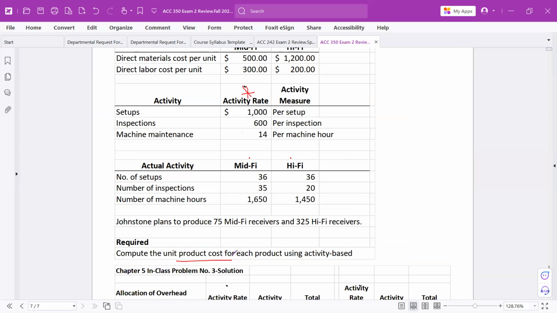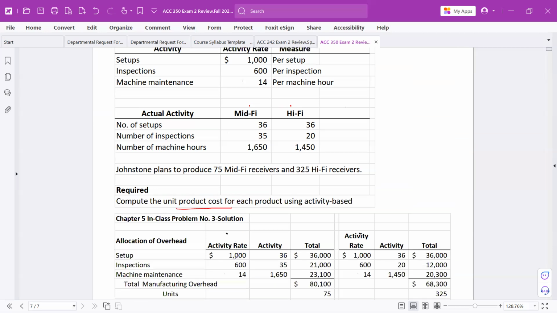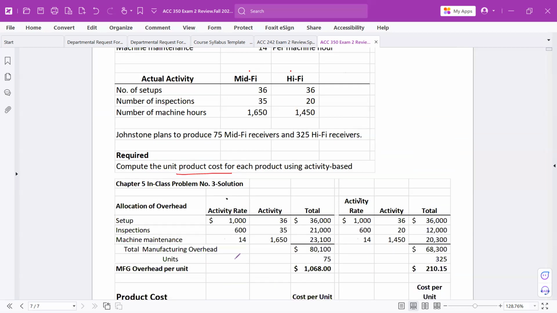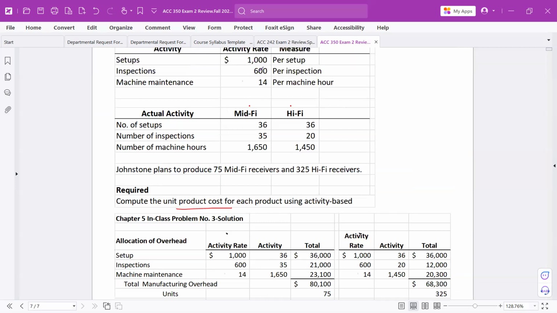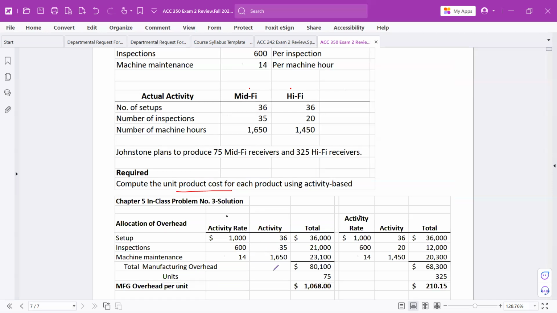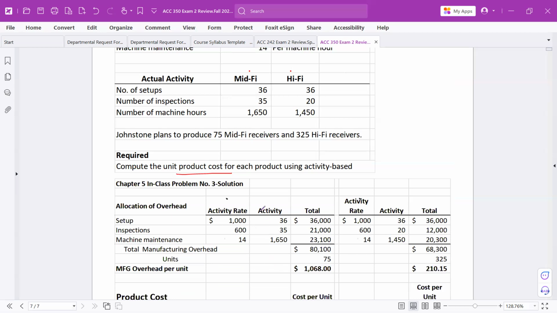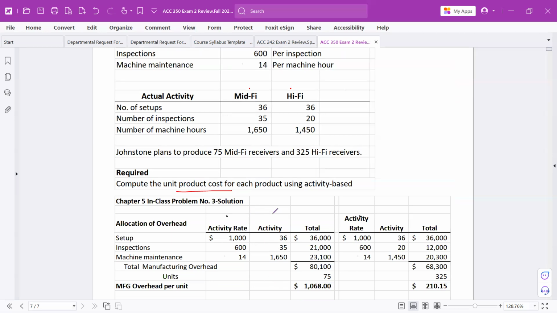So let's start with the overhead. We need the overhead on a per unit basis. So we'll use the rates. The rates are given, 1,614. So the rates, 1,614 multiplied times the activity. So here we have this first product, which is the mid-fi product. So I'll just put in a heading here, and I'm just going to abbreviate. This is the mid product, and this is the high product.